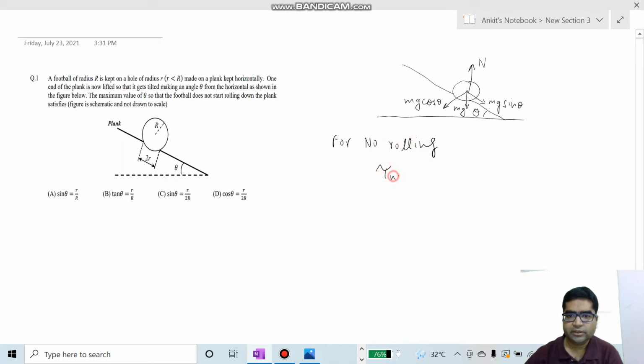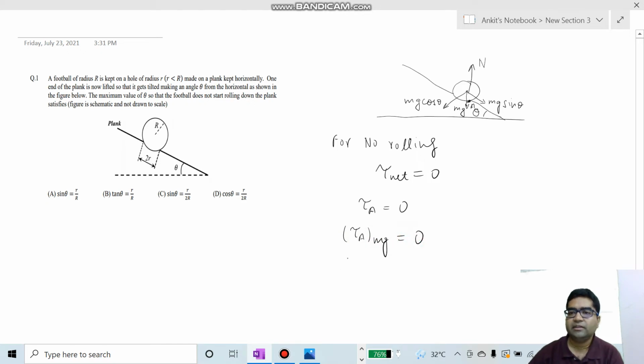tau net has to be equal to 0. Net torque about all the points of the football has to be 0. Let us assume this point to be A. Let us take torque about this point A. It has to be equal to 0. So normal force is passing through this, the torque of normal will be 0, and mg is also passing through it. So torque about A for the force mg will be equal to 0.